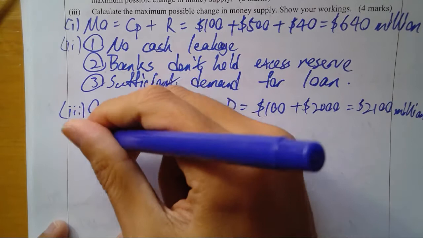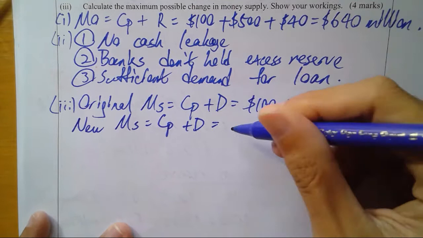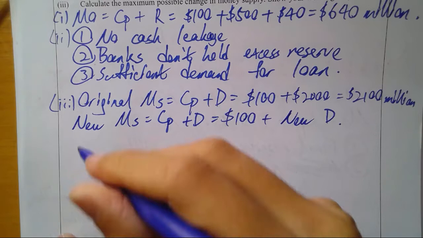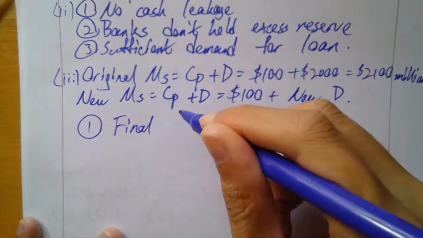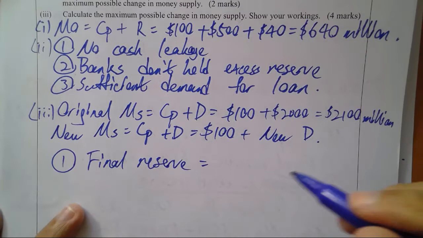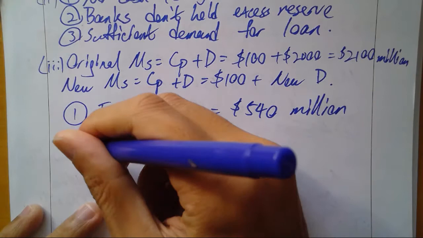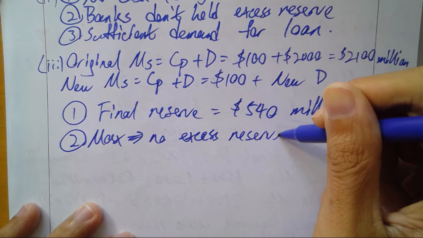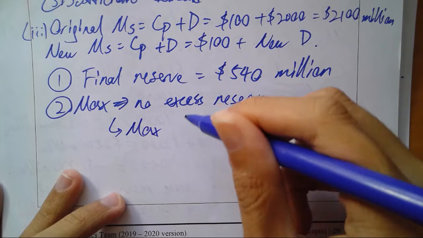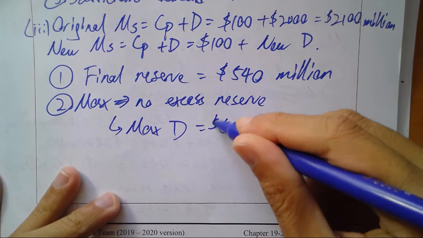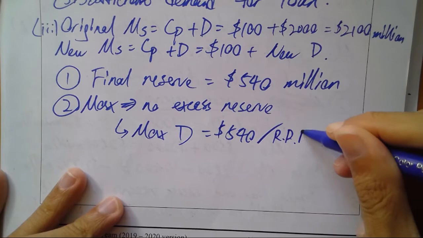Now, new money supply, also CP plus D, that would be, again, they always hold, plus new deposit. Now, what is the new deposit? Follow step. Step number one. Final reserve. 嗱，我哋計咗 final reserve 係幾多先？Now, I think we figured that out already. It should be 540 million. We have figured that out in part one. 係嘛. 540 million. Now, since we are talking about max, it means no excess reserve. Now, therefore, maximum deposit would be 540 divided by the required reserve ratio.